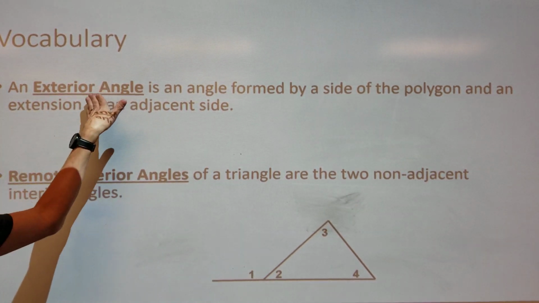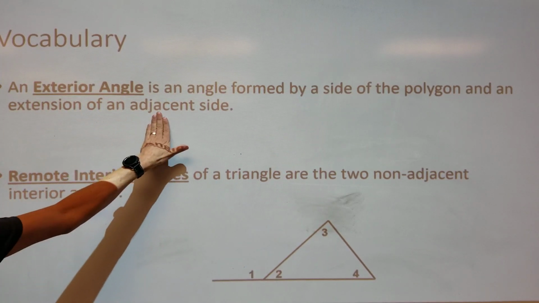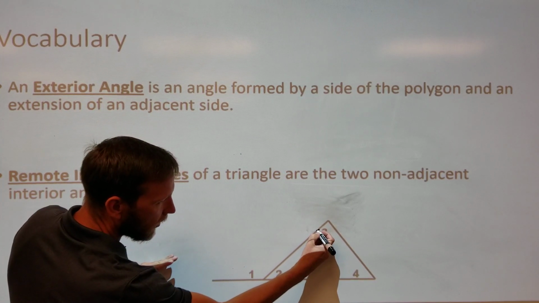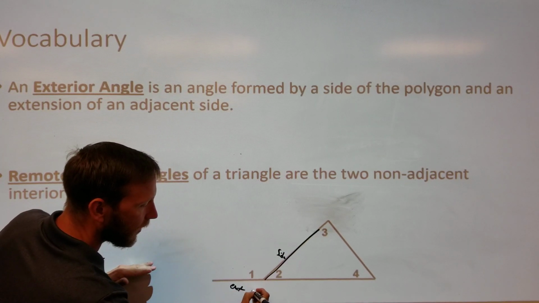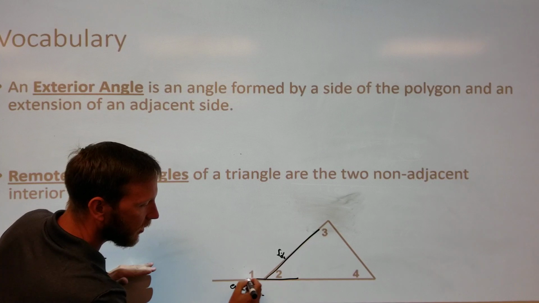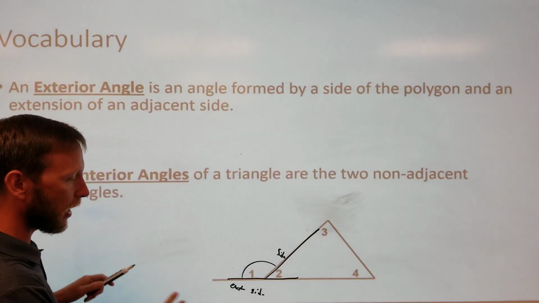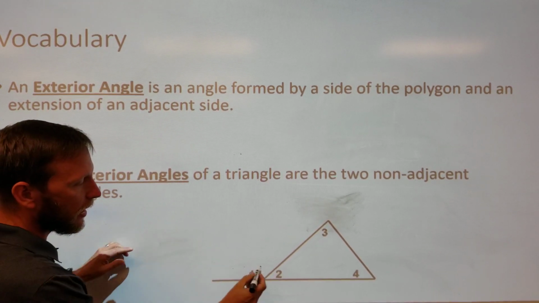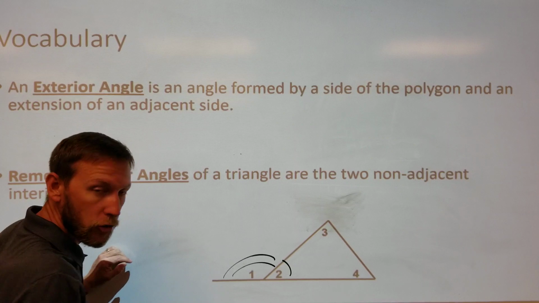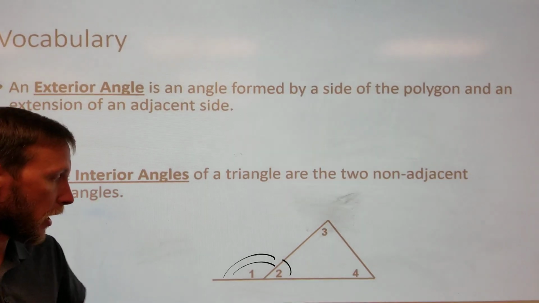All right? But an exterior angle is an angle formed by a side of the polygon and an extension of an adjacent side. So here is a side, and then this is an extension of an adjacent side. We've extended that one out. And that makes this angle 1 an exterior angle. Now the cool thing about angle 1 is that angle 1 and angle 2 are a linear pair. And so we know that angle 1 and angle 2 make 180.